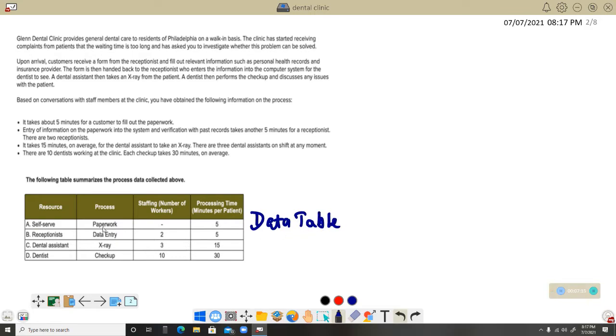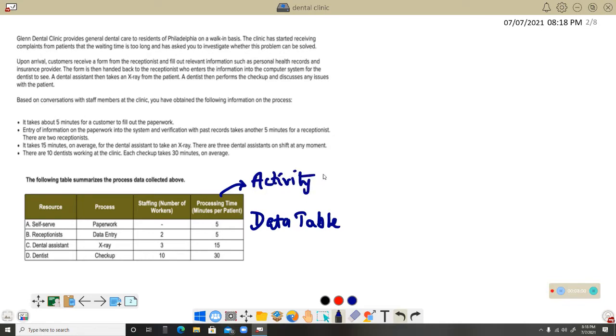Here you can see that the paperwork process is self-service and there are no staff members there. The time for filling that entire paper is 5 minutes per patient. Similarly, there is a receptionist who, after getting that paperwork, will do the data entry into a computer. There are 2 persons for that, and similarly the processing time per patient is 5 minutes. Similarly, you can see a dental assistant and a dentist for the checkup finally, and it takes 30 minutes for the processing time. Processing time is sometimes also called activity time.